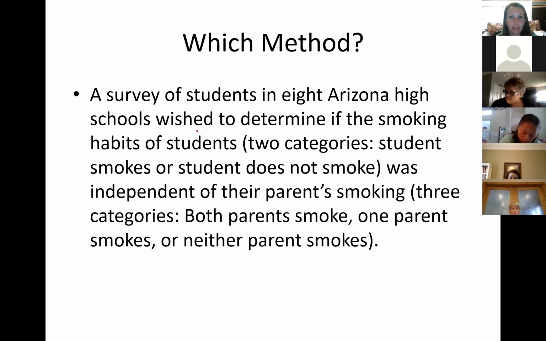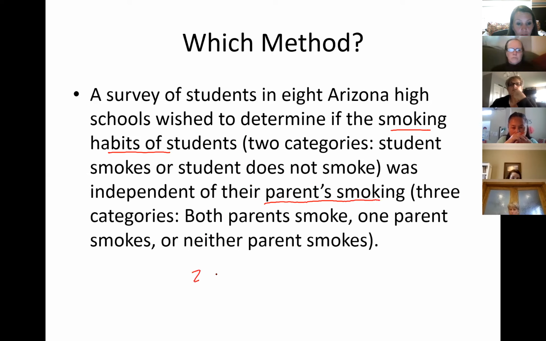Okay, next one. A survey of students in 8 Arizona high schools wished to determine if the smoking habits of students, which has 2 categories, student smokes or student does not smoke, was independent of their parents smoking, which has 3 categories, parents smoke, one parent smokes, or neither parent smokes. So in this case, we basically have 2 variables here. We have smoking habits of students, and we have parents' smoking habits. And both of these variables are categorical. So we have 2 categorical variables, and one of them has 2 categories. The other one has 3 categories.